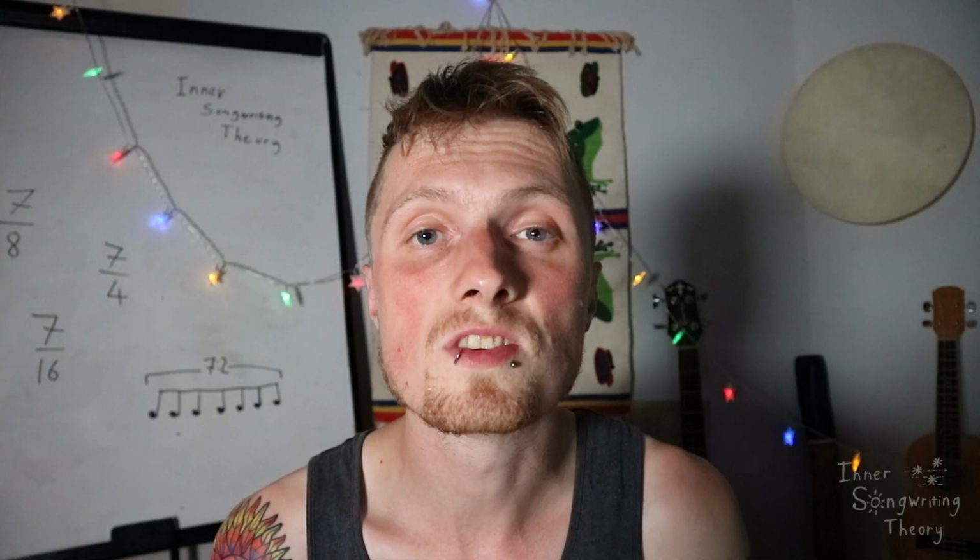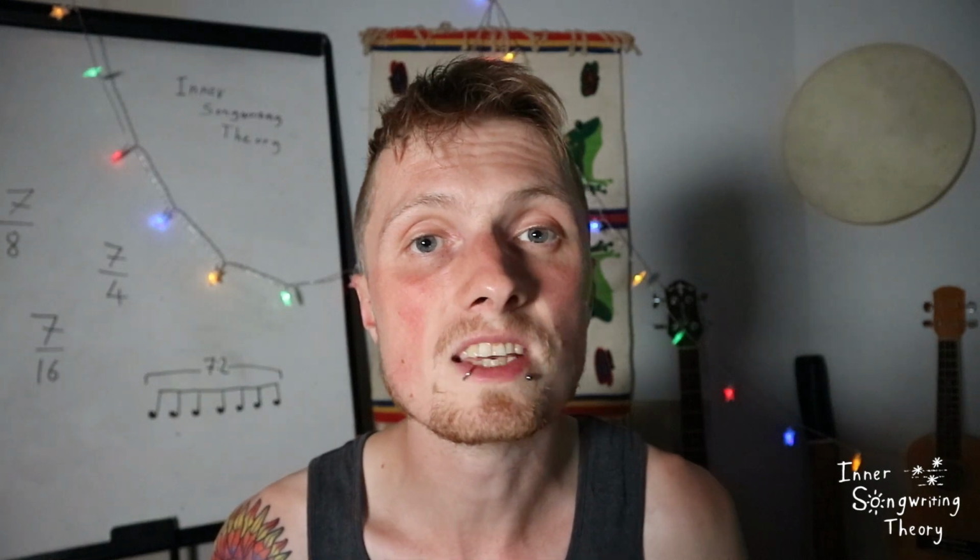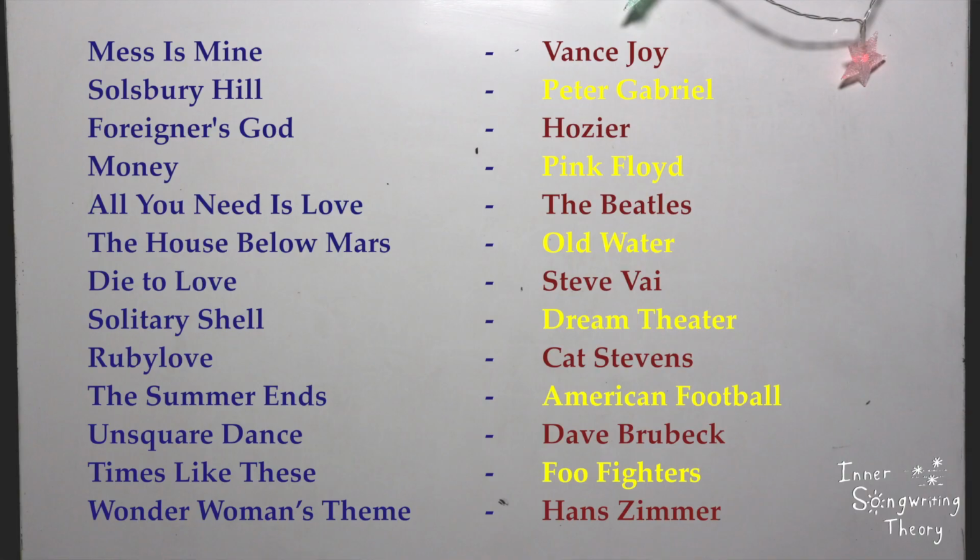There are so many great songs written partly or entirely in 7s. Here's a list you can start with. If you have more examples, please comment below. As you can see, there are some very well-known mainstream artists from many eras and genres, including Vance Joy, Foo Fighters, even Cat Stevens and the Beatles.